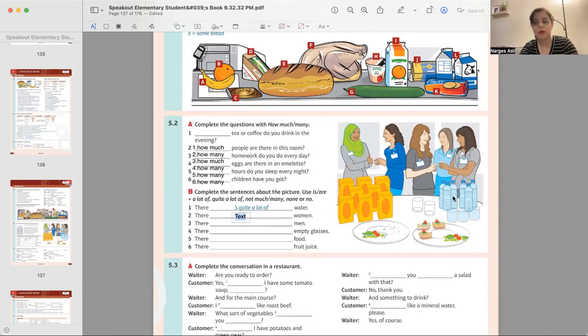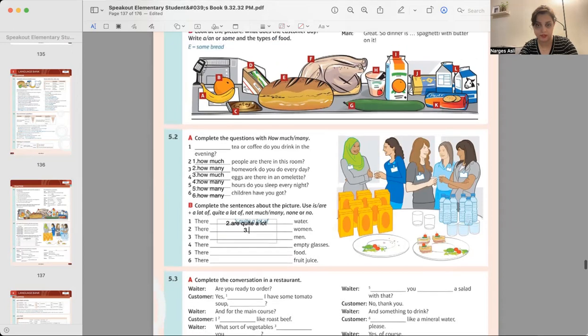ببخشید. woman. خب چند تا که نمیخواستیم. مثلا اینجا میگیم تعدادی woman هستن. میتونیم از quite a lot استفاده کنیم. پس there are، چون جمعن، quite a lot of women. Men. اوکی. هیچ men اینجا نیست، پس میشه there are no men.